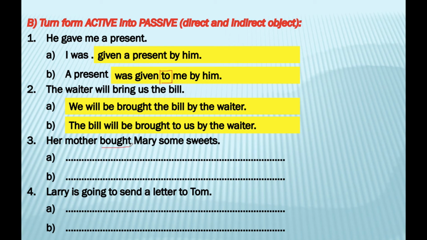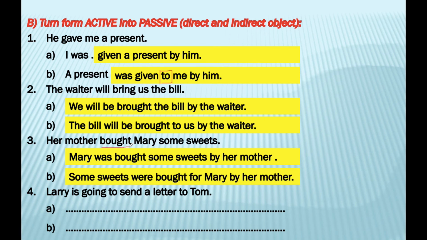In number 3, you will use a new preposition which is for. So her mother bought Maria some sweets. So Maria was bought some sweets by her mother. In the second, we will start with some sweets. Some sweets, it's plural. Be careful, we are not going to keep was. We say were. Some sweets were bought for Maria by her mother. Because it's plural, we have S here.